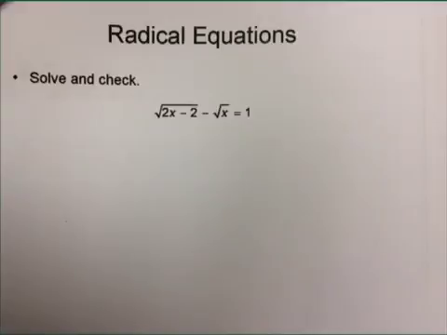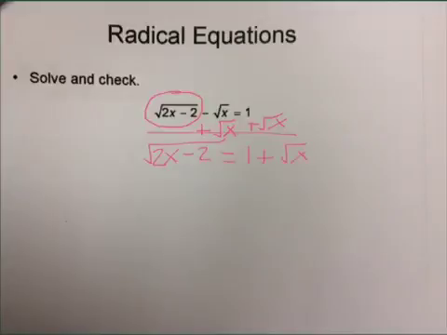What we're going to start with today is you're going to notice this time we have two square root symbols. So before I start, I do need to get the bigger square root symbol by itself on one side. So I'm going to move that square root of x to the other side. So I'm going to get square root of 2x minus 2 equals 1 plus the square root of x.